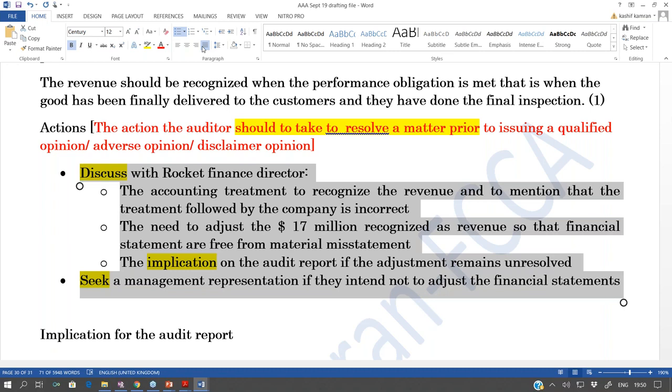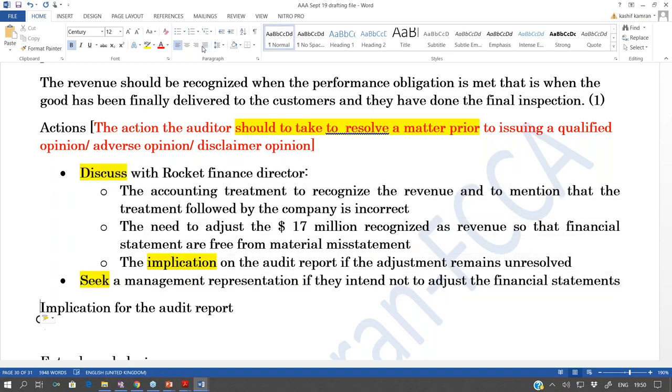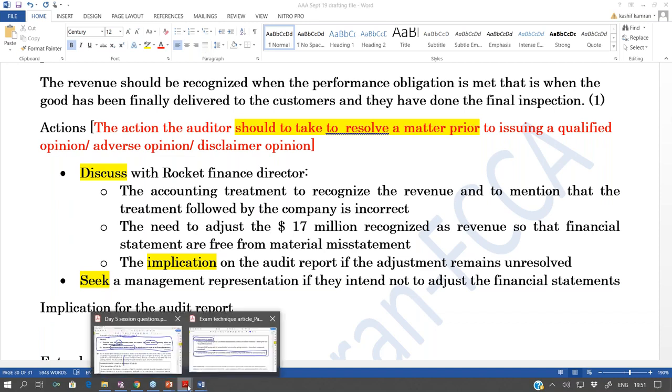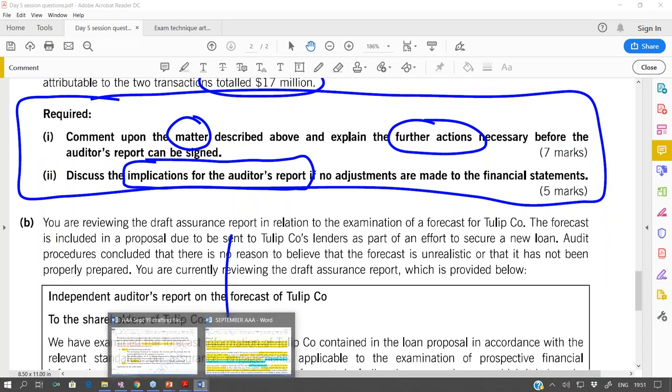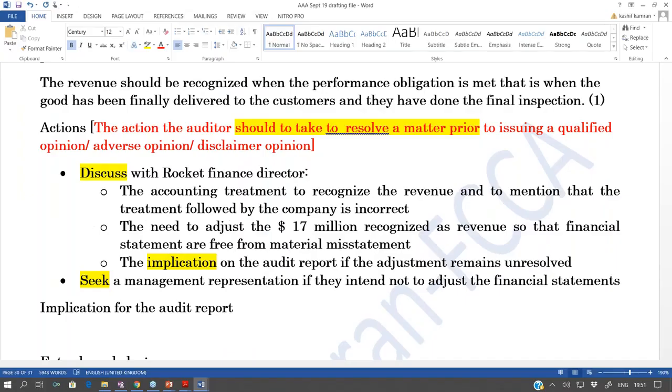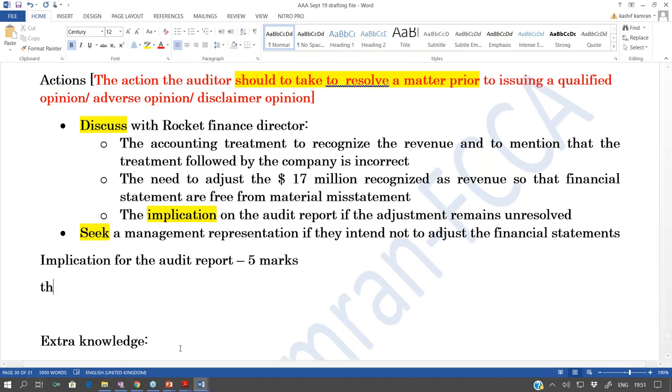Okay, the last thing we need to write is the implication for the audit report. How many marks do we have for the implication for the audit report? 5 marks for writing the implication if adjustments are not made. Seriously think that you have 5 marks for writing the implication on the audit report, and you go to the exam hall and you do this: the auditor should issue a modified opinion. Full stop, and you come out of the exam hall. Will you get 5 marks?